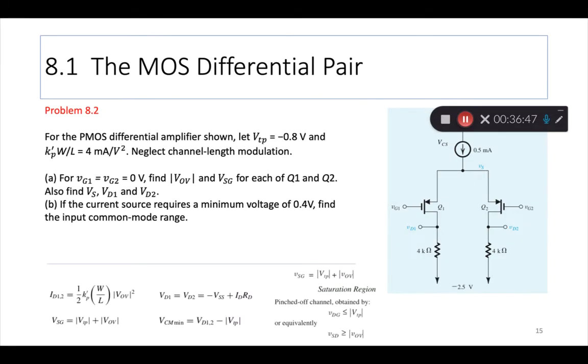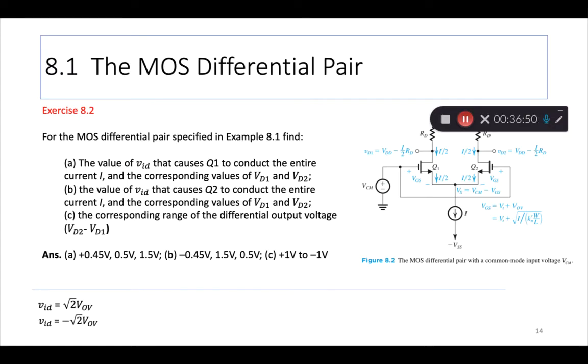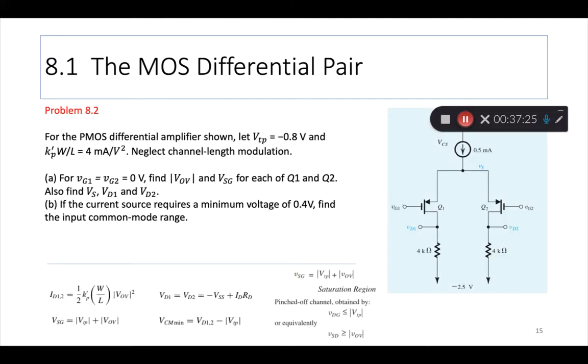I've got many problems that we'll come back and look at. So you can see some of the problems that are listed here. Exercise 8.2 says, find the value of VID, the input voltage that causes Q1 to conduct, and the corresponding values of VD and V2. Similarly, find the value of the input that causes Q2 to conduct the entire current. So that's some of the formulas we saw. So we have to use those formulas.